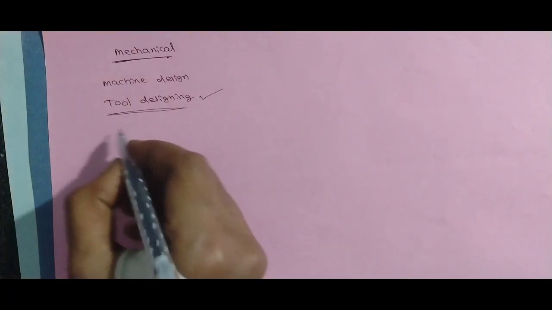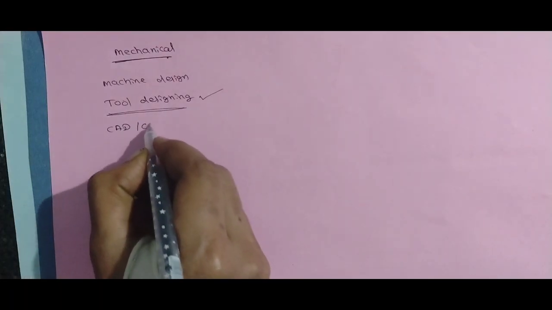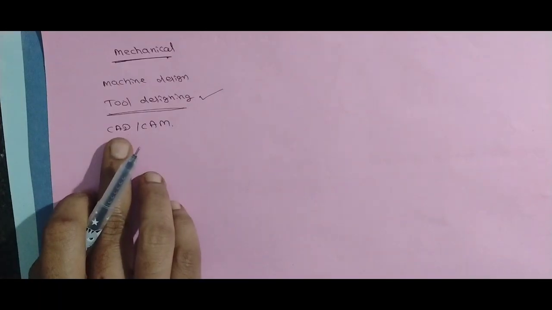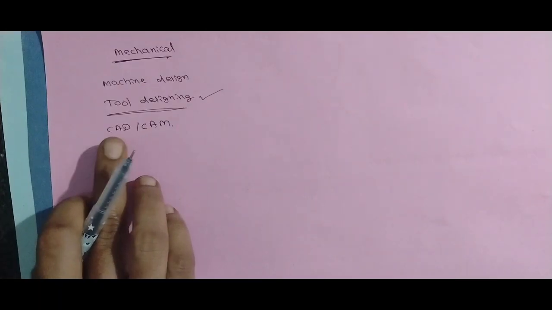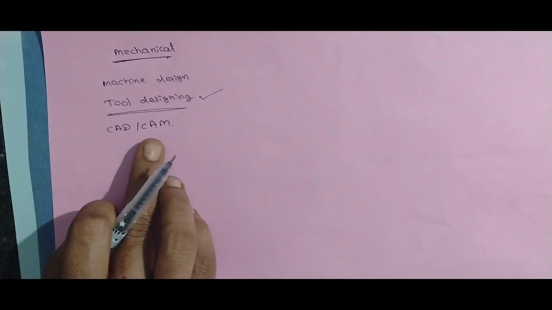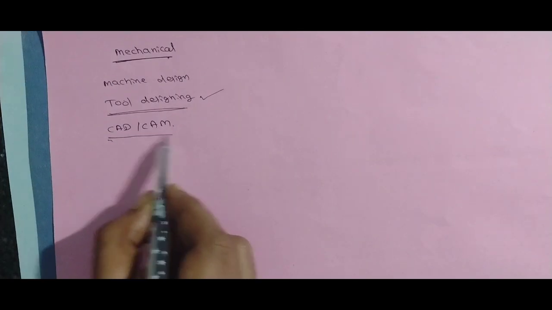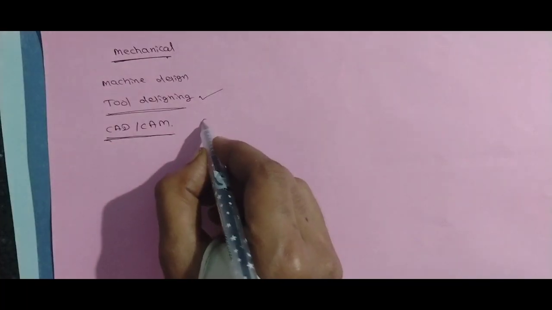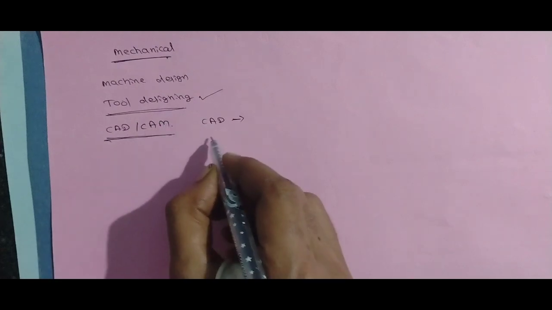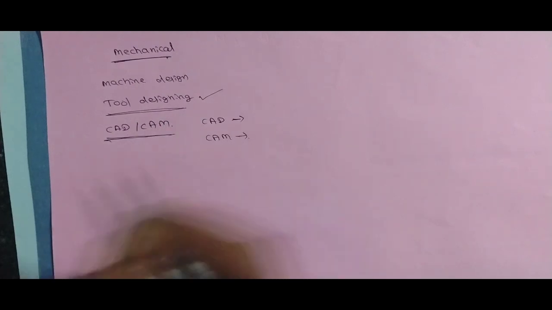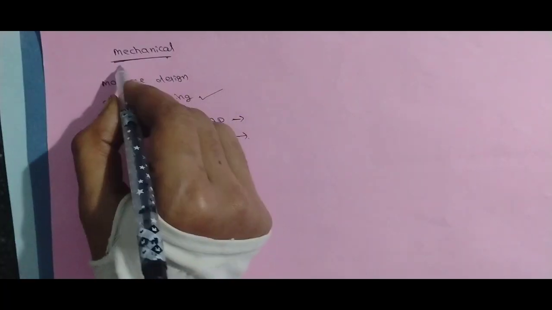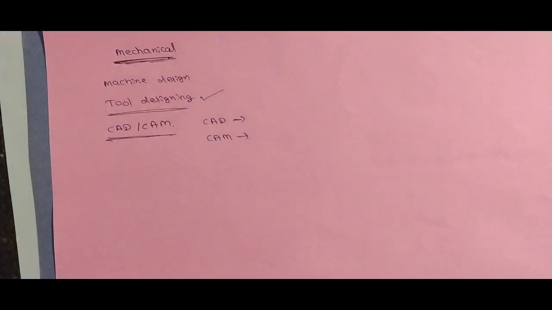And coming to CAD, CAM. We all know CAD and CAM. In management studies of MBA also, we have CAD and CAM as core areas from POM, Production and Operations Management. In this, it is a special topic. CAD means computer aided designing and CAM means computer aided manufacturing. These two are the most important specialization areas from the mechanical area.